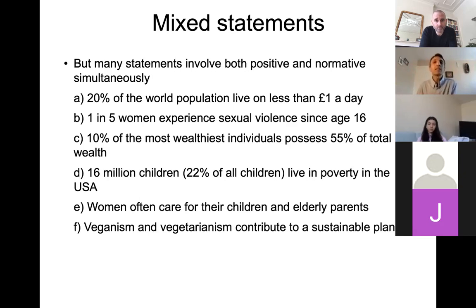So let me give you some examples. For instance, 20% of the world population live on less than £1 a day. That's both a positive statement, how the world is. It is like this. There are 20% of the world population who do live on less than £1 a day. But it's also simultaneously a normative statement, because what he's saying is the world ought not to be like this.